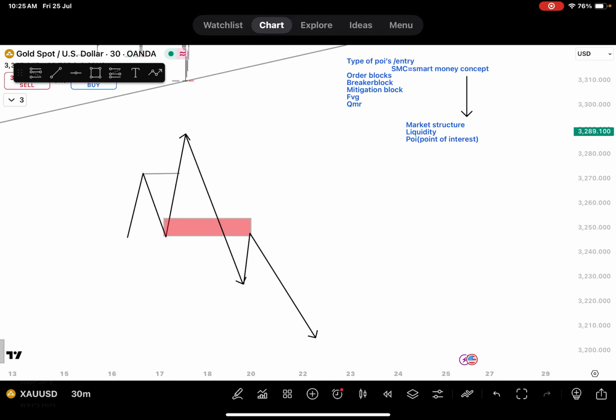So that is what a breaker block does here in the market. Whenever the order block is violated and it becomes a breaker block, the breaker block is still used to what? To continue the market movement towards a downward direction. You understand? So that is what the breaker block is. A violated order block is what? A breaker block. That is the definition of a breaker block.